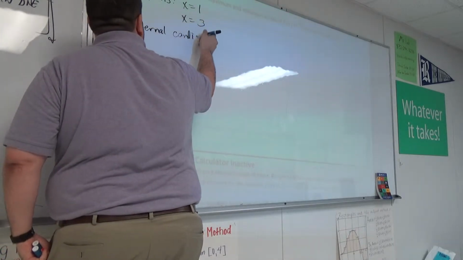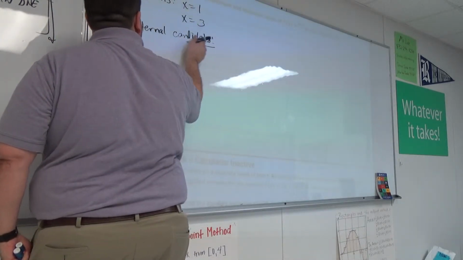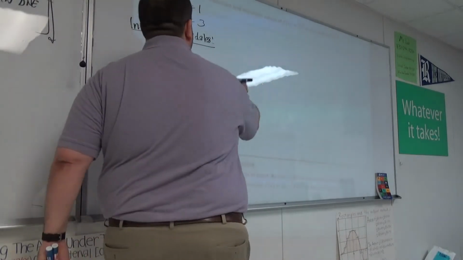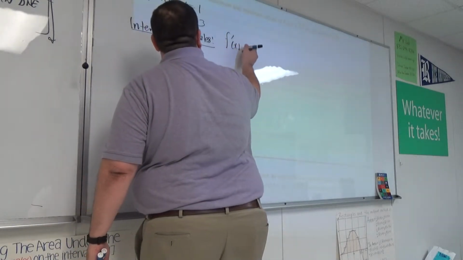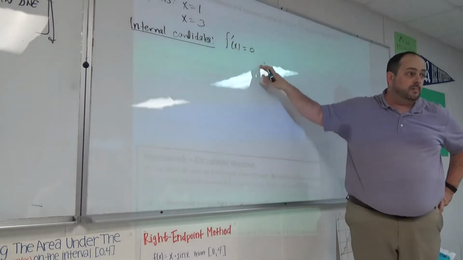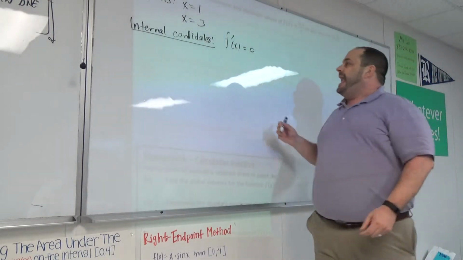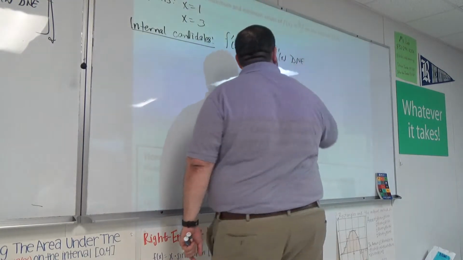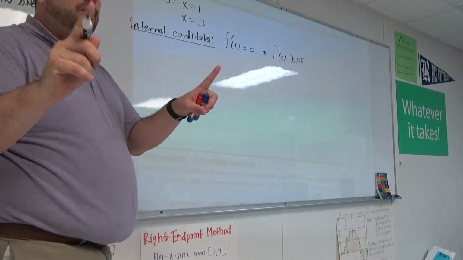Tell somebody near you, how are you going to find those internal candidates? How do you find them? How do we find the internal candidates? You're going to set the derivative equal to 0. That'll get you some of them. Oh, and you've got to consider where the derivative does not exist. You've got to go for both.